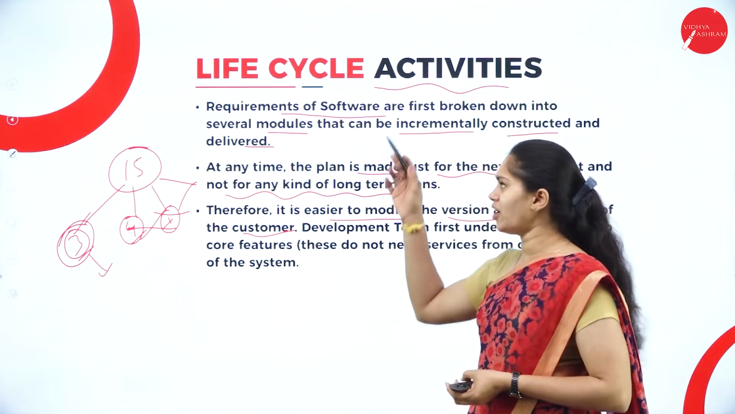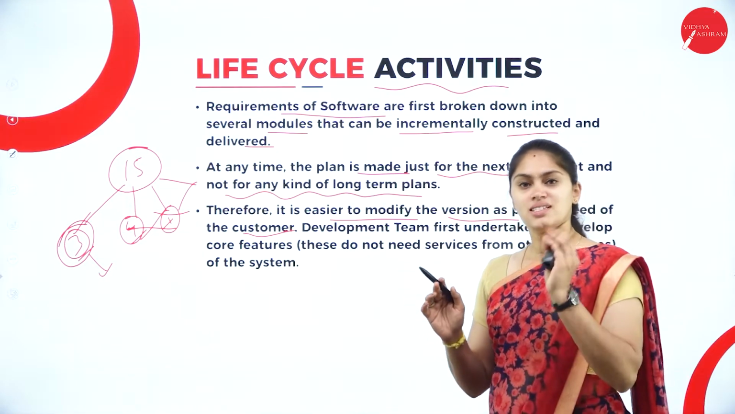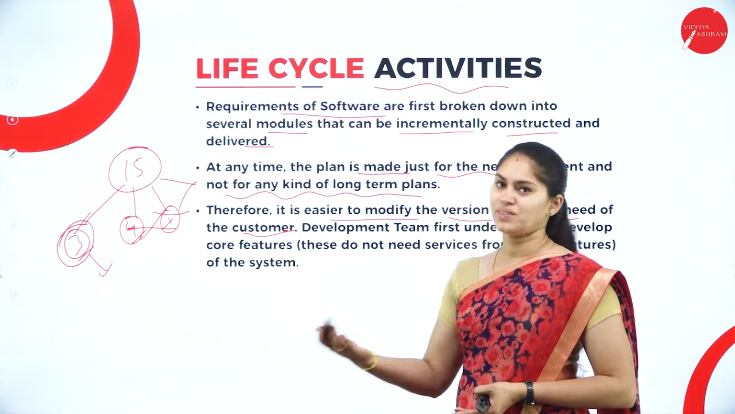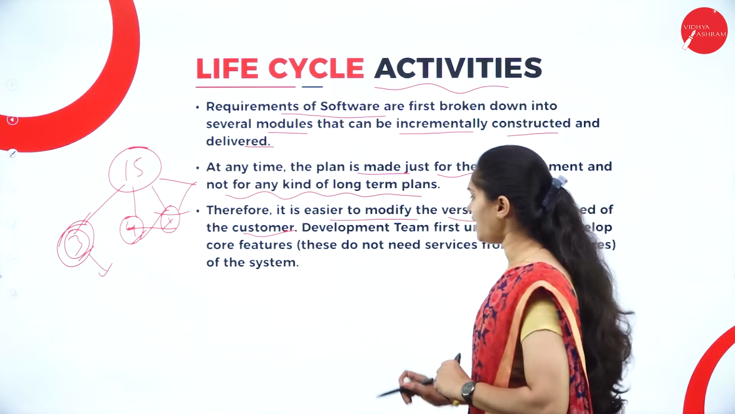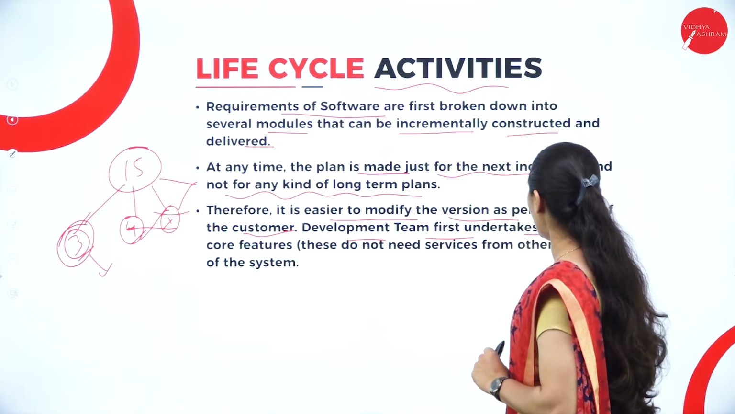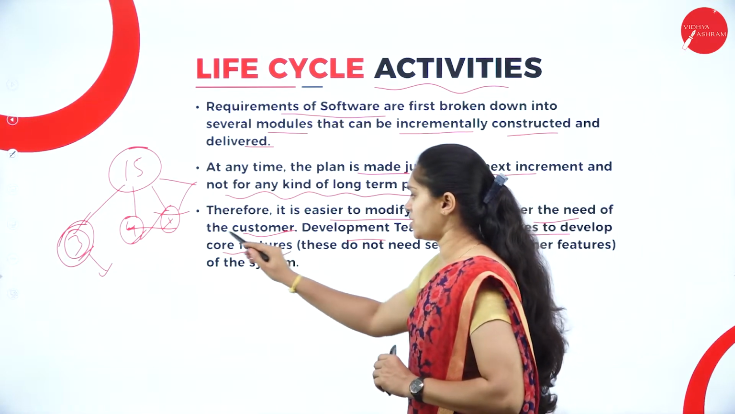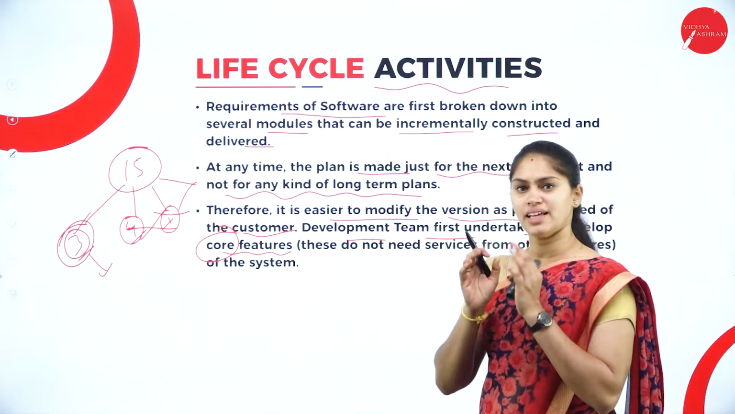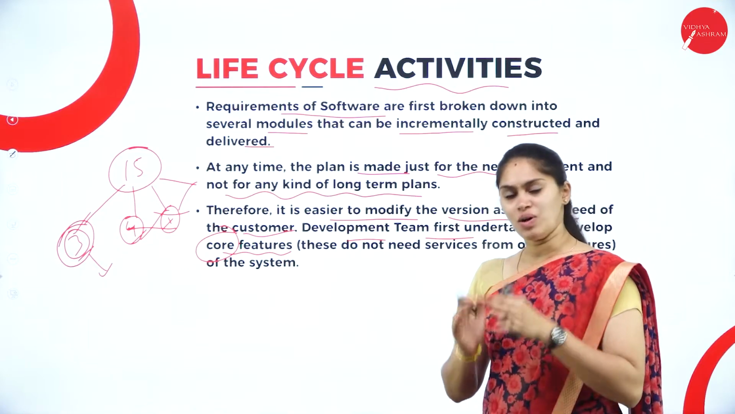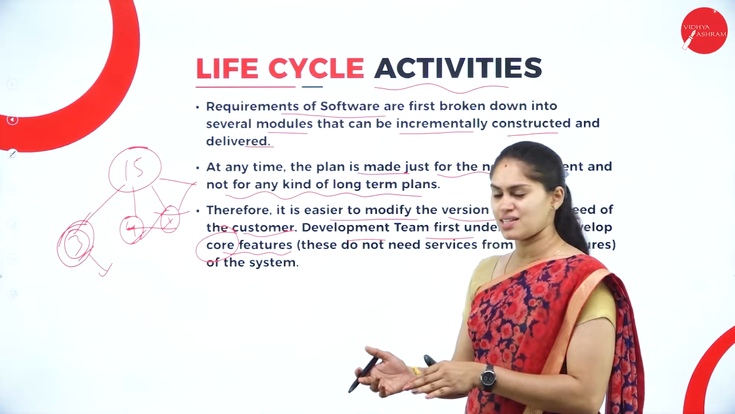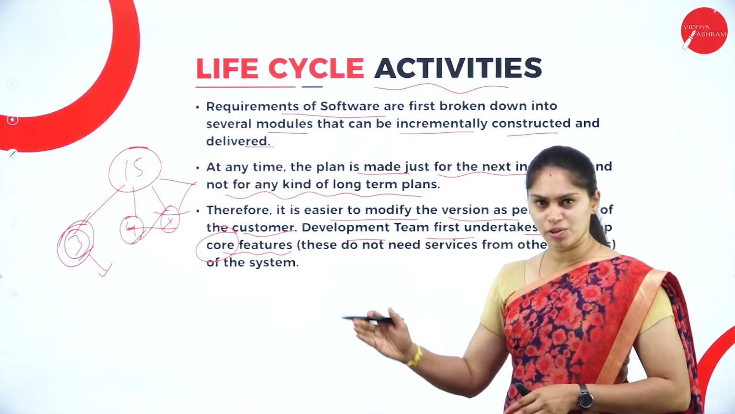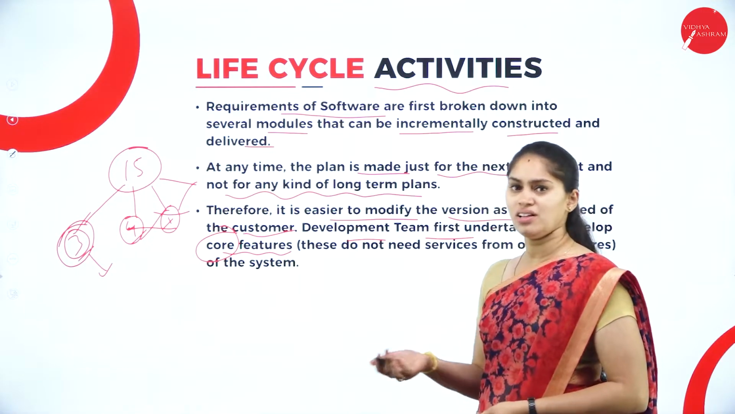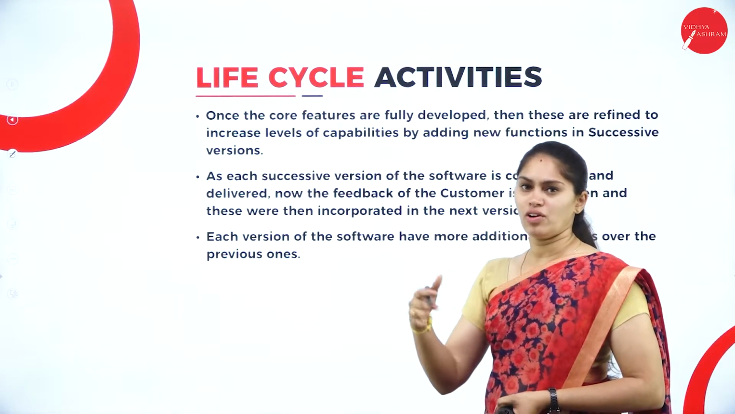The main intention of doing all the life cycle activities is to satisfy the requirement of a customer. So if the customer is happy, then the developer is also happy, right? So the development team first undertakes to develop the core feature. They will only think about the core feature with the basic features, then they will start developing towards that. Once it is developed, it will reach the customer. The customer will start using it. So if they come up with new plans, if they want some more features, those will be added one after another.